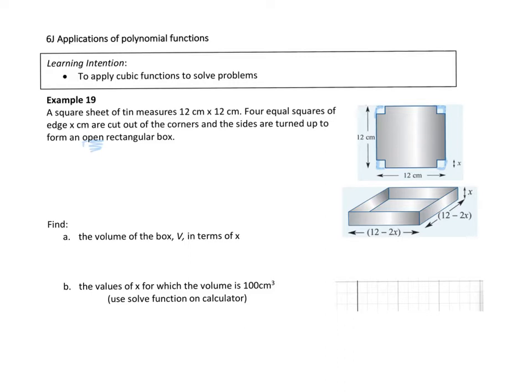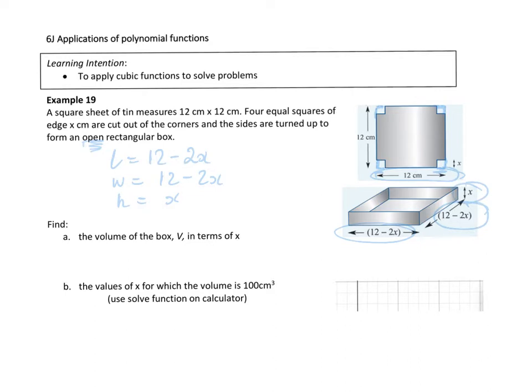Well, straight away, before I even start answering the questions, I can see the length of that rectangular box is equal to 12 minus 2x. The width of that rectangular box is also 12 minus 2x, because remember, I'm taking away x from the 12. And then the last little bit there is because we've folded it up, then the height must be equal to x centimetres.